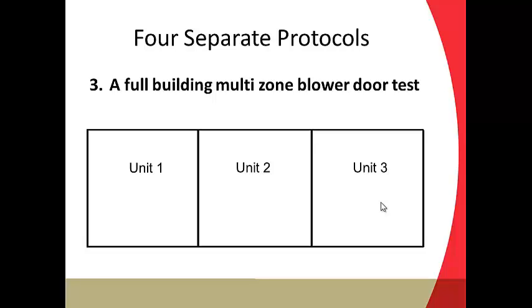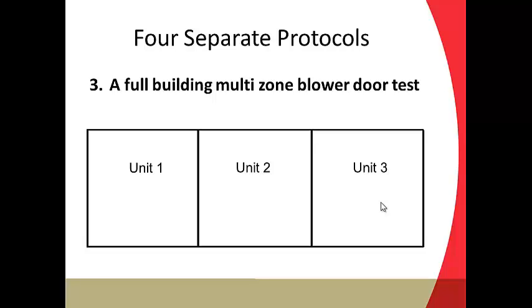So the next option is a full building multi-zone blower door test. So this is in reference to doing a townhome type building. It could be townhome row house, could be what's referred to in some parts of the country as a garden style building, where all of the units have only doors to the exterior, but they're open to unconditioned exterior spaces. So you might have a 3-story building with units back to back, and you can only get in those units from exterior doors.